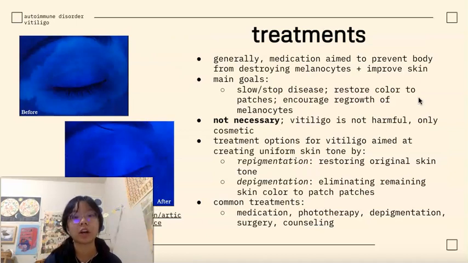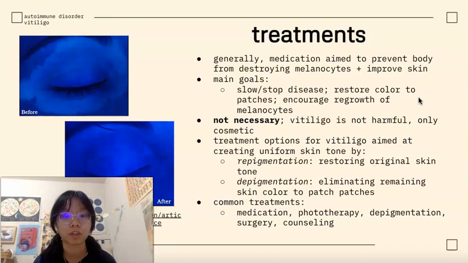Treatments for vitiligo generally aim to prevent your body from destroying melanocytes and just to improve your skin in general. So mainly treatment is aimed at slowing or stopping the disease, restoring color to your patches, and encouraging the regrowth of melanocytes. Just to be clear, treatment for vitiligo is not necessary, since vitiligo is not harmful, nor is it contagious. It is merely a cosmetic disease.